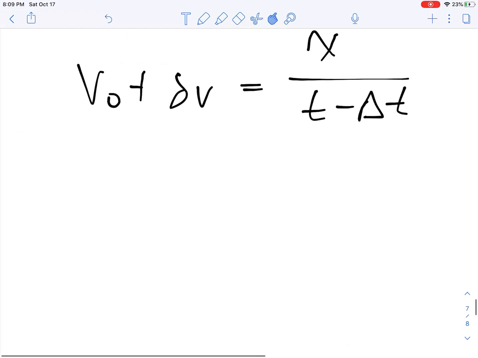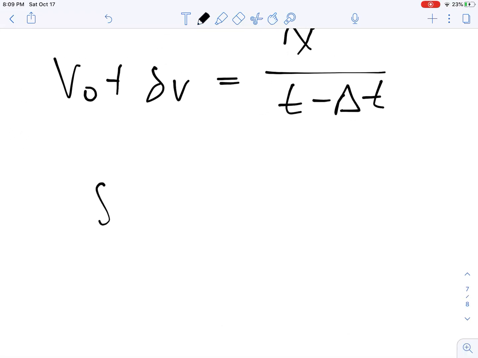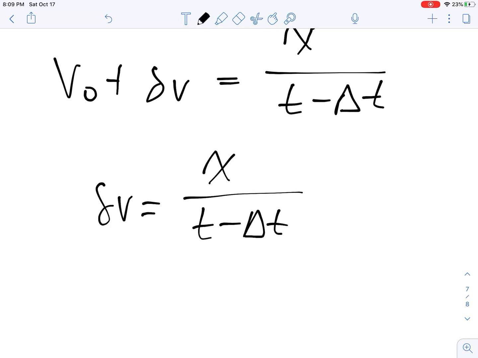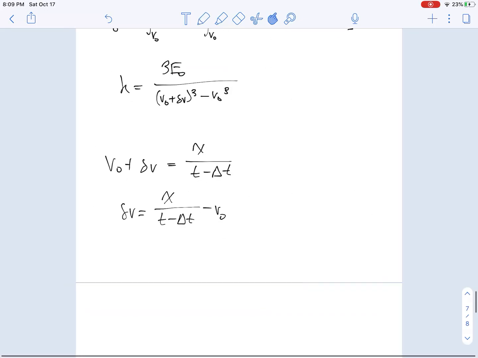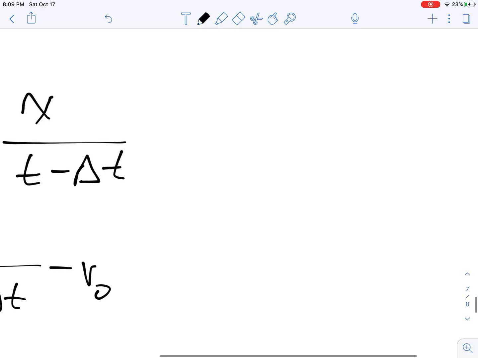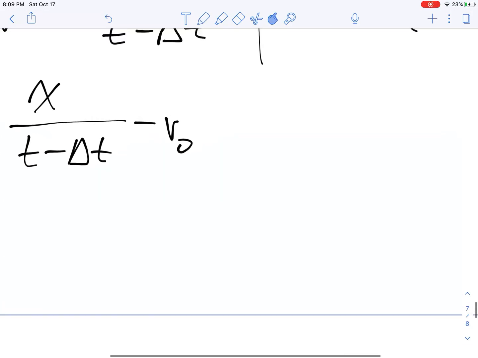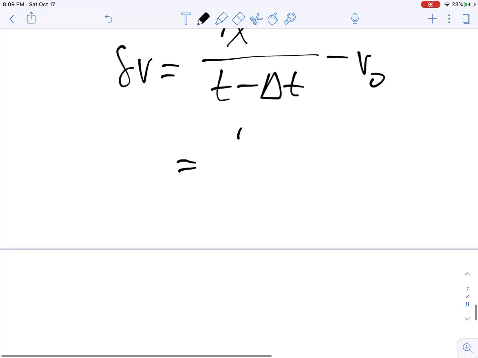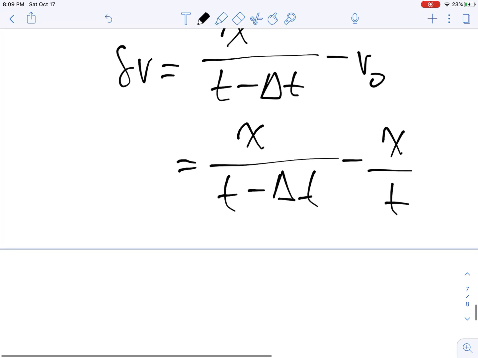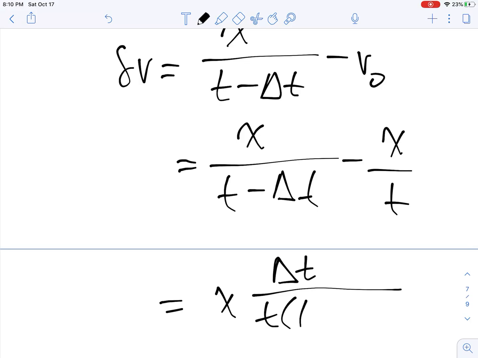And if we subtract both sides by V0, we get that delta V is equal to x over (t minus delta t) minus V0. And V0 can also be written as x over t. So substituting this in, it is equal to x over (t minus delta t) minus x over t. Combining as one fraction, this can be written as x times delta t over t times (t minus delta t).